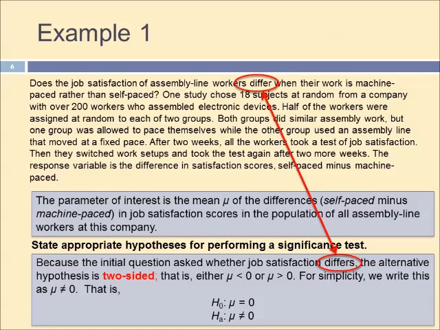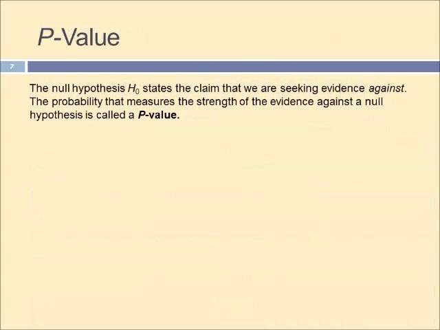Notice in this case, the wording of the example says we're just interested in whether it differs, not if it is greater or less. So the null hypothesis, H0, states the claim that we are seeking evidence against. The probability that measures the strength of the evidence against a null hypothesis is called a p-value.